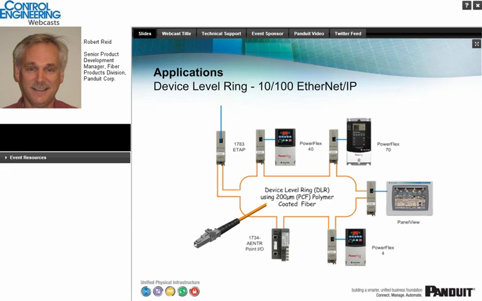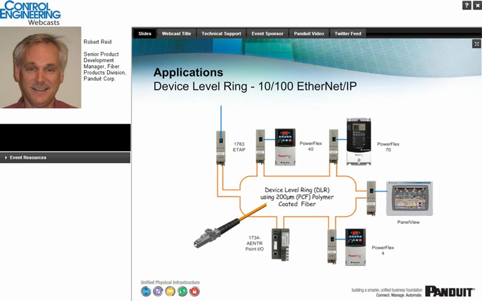The other application area I wanted to speak to was device level ring, and this is really 10/100 Ethernet, so this is down near the control layer. Here we have a fiber ring, and the one thing I wanted to talk about is this new fiber type. We're calling it electrician friendly. It's really for direct attach fiber, where you would put the connectors directly onto the fiber. And then no structured cabling, no panels, no extra connectors in the channel.